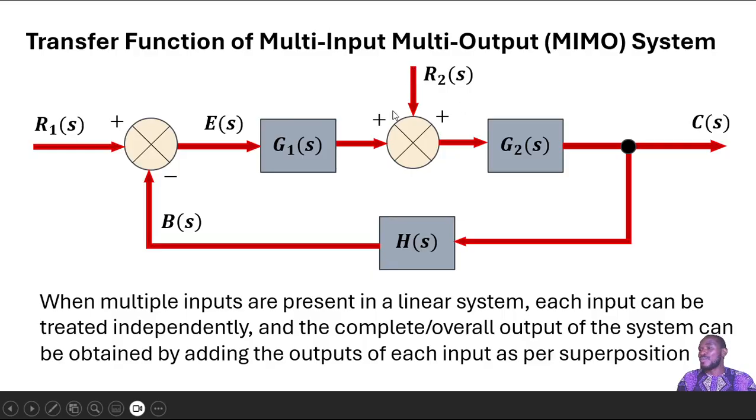Okay. We assume that R2 makes no impact on the system. So R2 is 0, right? That means that whatever comes out of G1 of S is the same that goes into G2 of S. All right? And so there's no need for a comparator here. This is just a straight line. That's why we've done away with this.